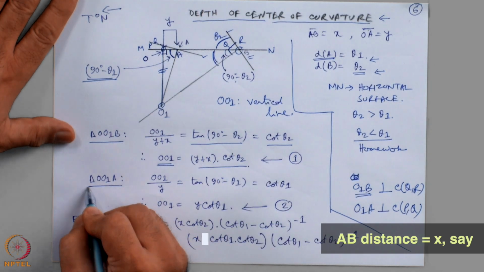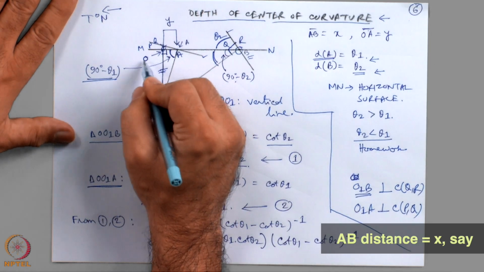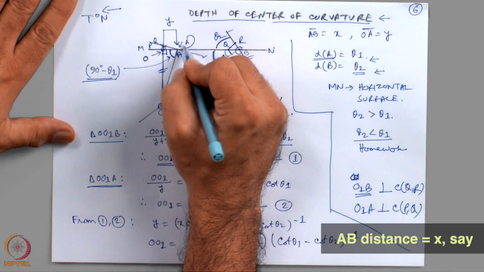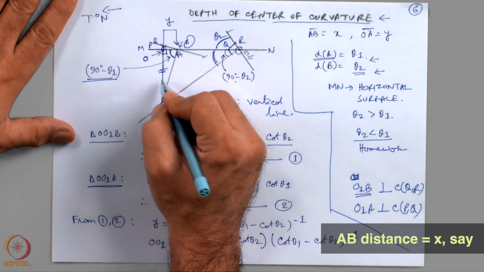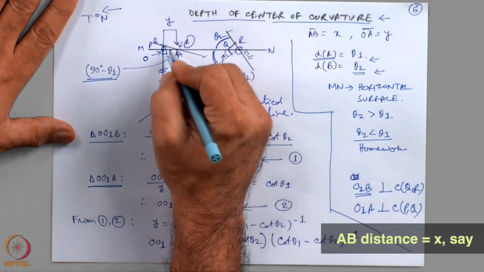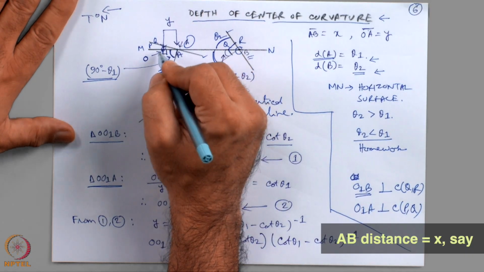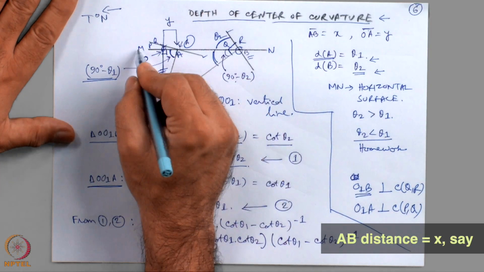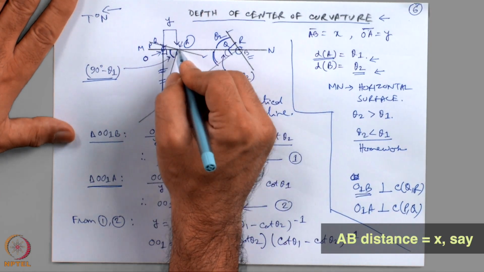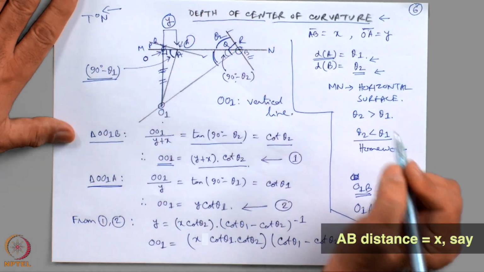Now, I will take triangle OO1A. This is O1 and this is A. Here, OO1 divided by y, again OO1 this line divided by y. Y is the distance between the OO1 that intersects on MN line at point O and point A. So, this is y distance.